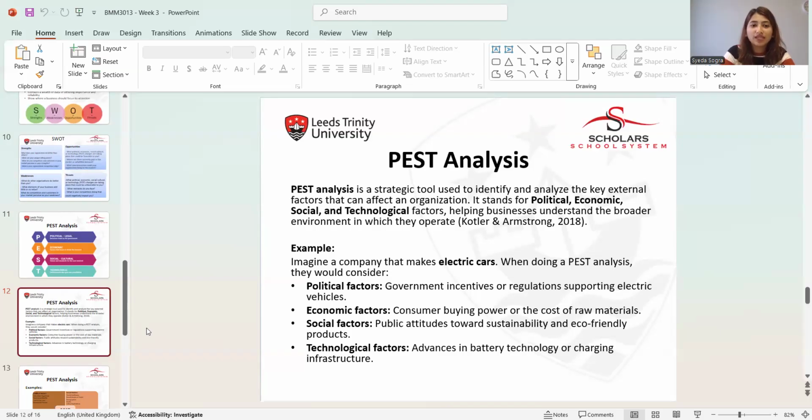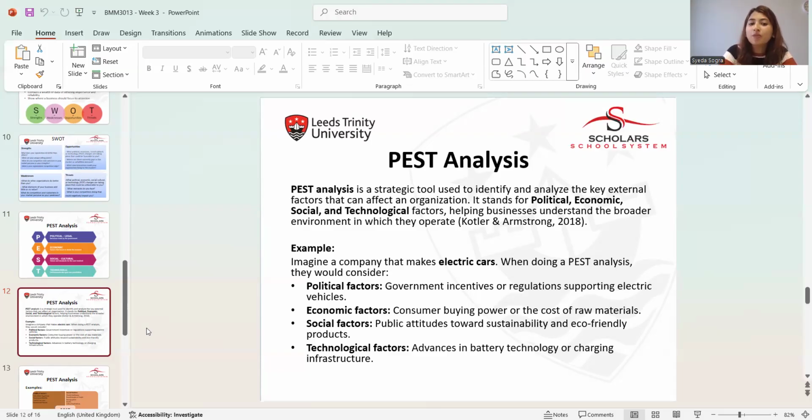So following up with the example, imagine a company that makes electric cars. So when we do the PEST analysis, we consider whether the government incentives or the regulations are supporting the electric vehicles or not, or they're asking you that, okay, you have to reduce the carbon emission. So you think about all those factors.